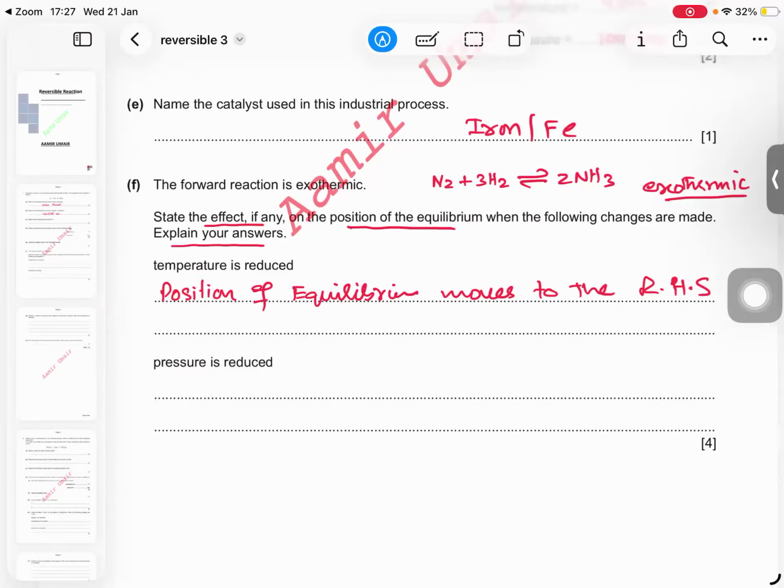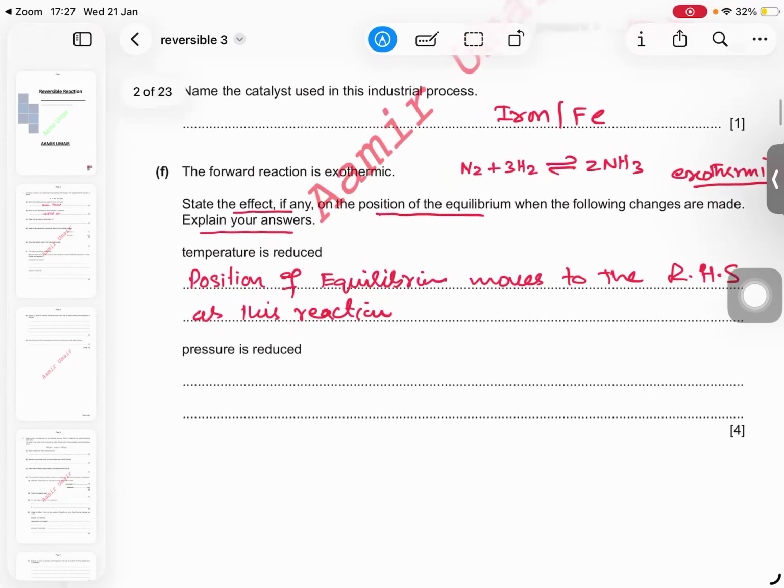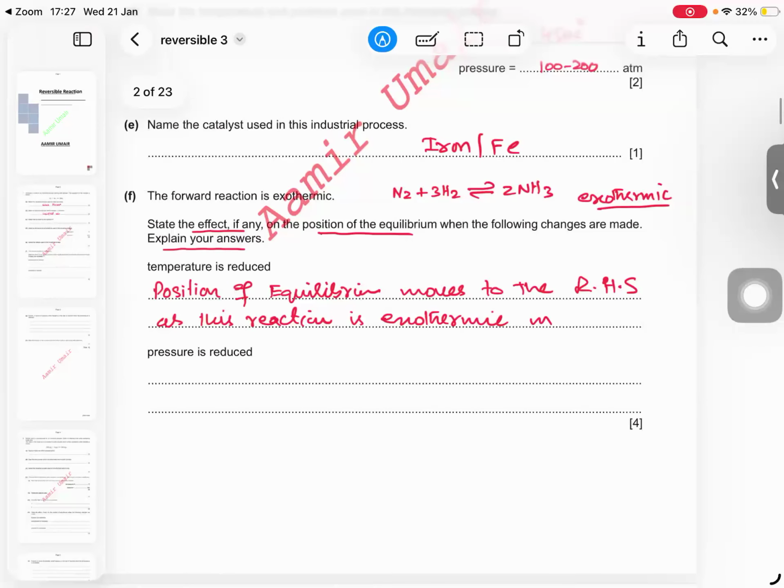Why? You have to explain, as this reaction is exothermic in the forward direction. Here you can write forward or right hand side. As this reaction is exothermic in forward direction or right hand side. Always mention the direction when you are saying it's exo or endo. Okay.